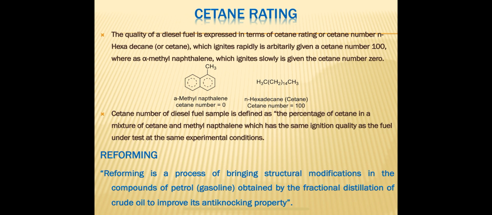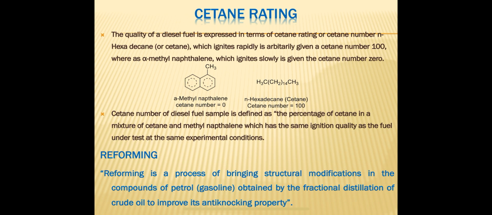Depending on the cetane number, diesel fuel is divided into three types. The first one is high speed diesel. If the cetane number is 45 to 60, it is classified as high speed diesel, medium speed diesel will have up to 35 cetane number, and low speed diesel will have up to 25 cetane number.